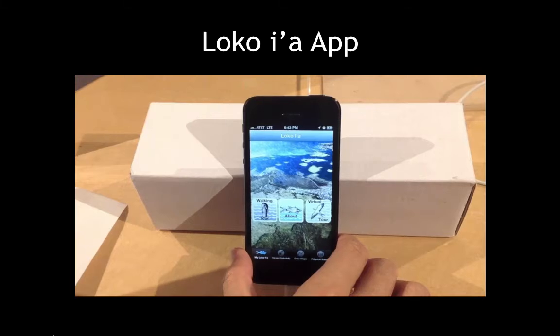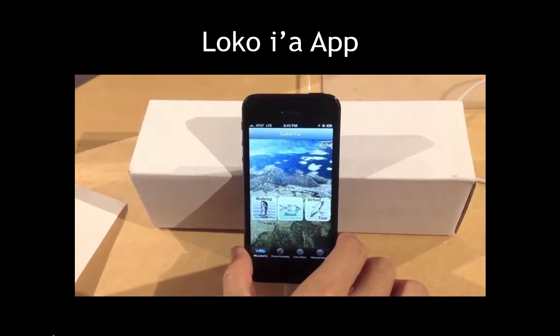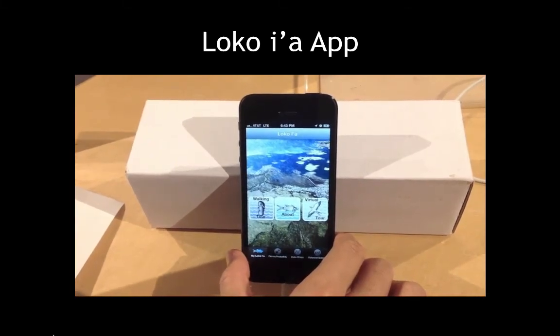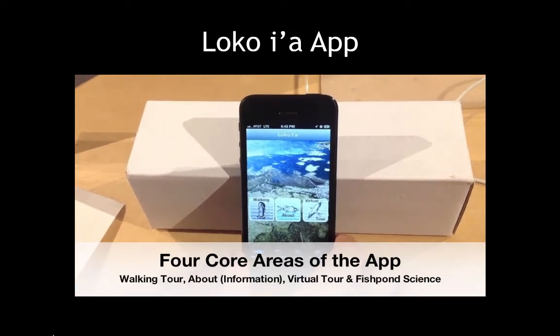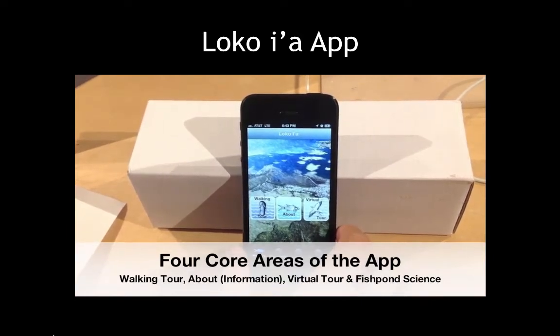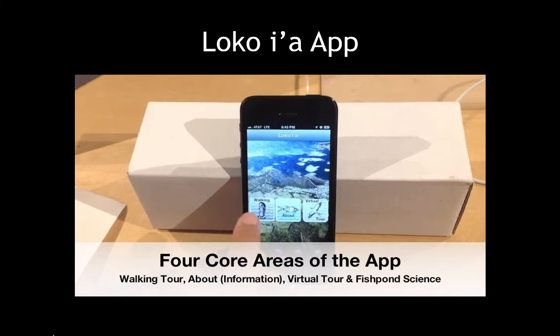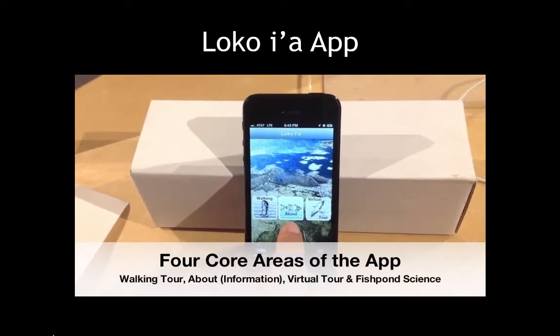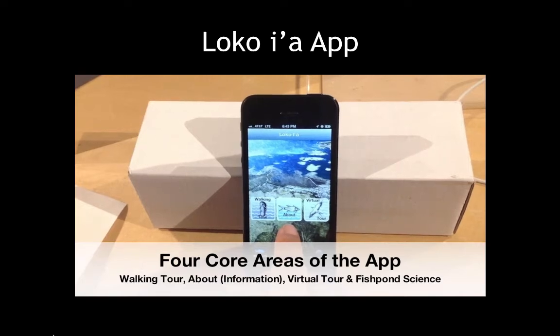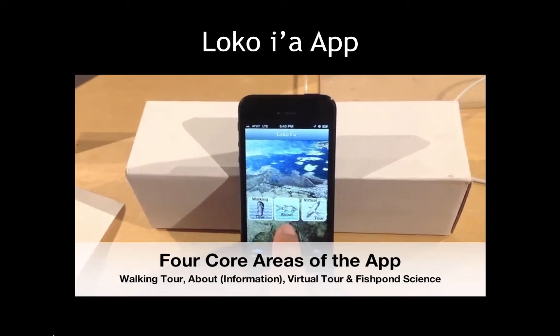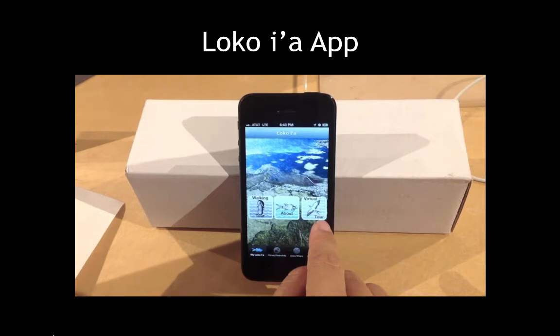As you can see, when the app launches, the screen opens up with an aerial view of He'eia Fish Pond. There are 4 core areas of the Local Ia app. You can access the walking tour using the left button, find out more information about the app using the About button, and learn and access more sites of interest at He'eia Fish Pond using the Virtual Tour button.